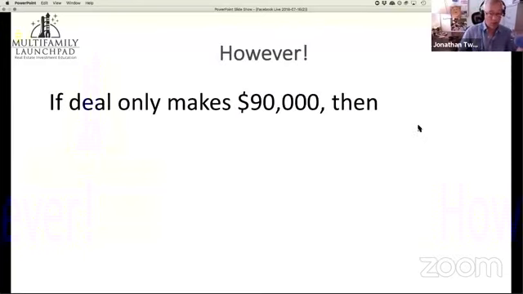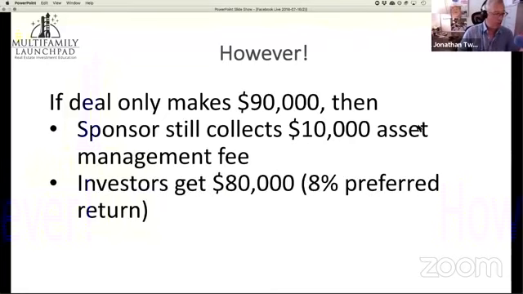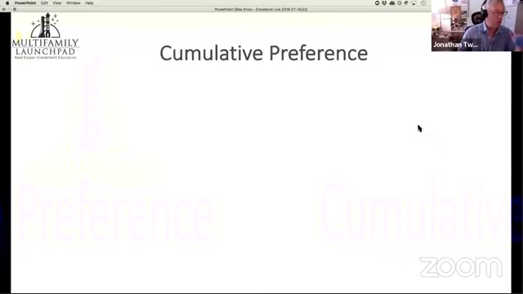we talked about the cumulative, non-cumulative distinction. Let's just see what happens if you don't make the pref, right? So let's say the deal only makes $90,000, what happens? So the sponsor's still going to collect their $10,000 in asset management fee, and the investors are still going to get their $80,000 for their 8% preferred, but then there's no split, right? You've exhausted all the cash, right? So that's all that's going to happen that year.